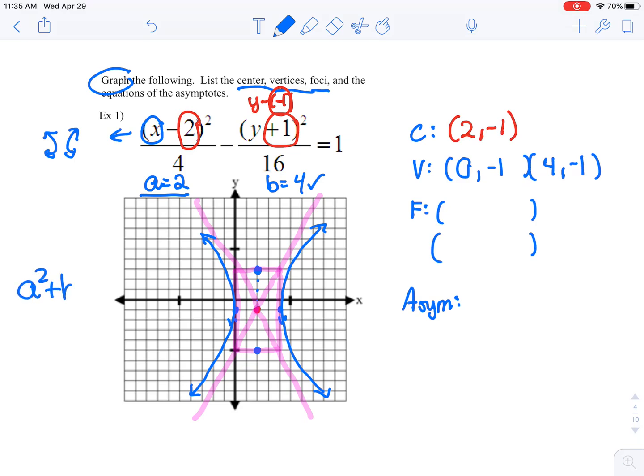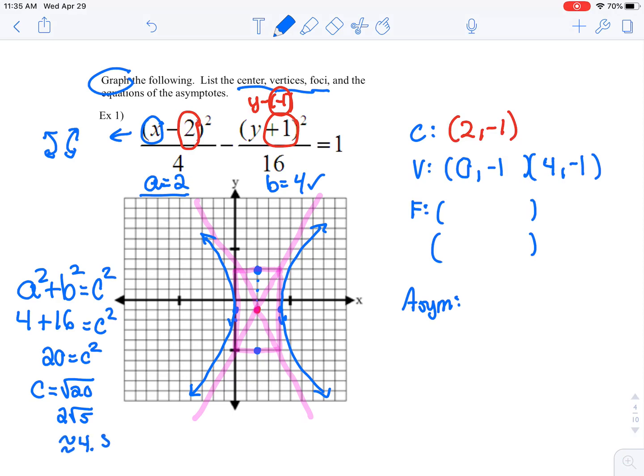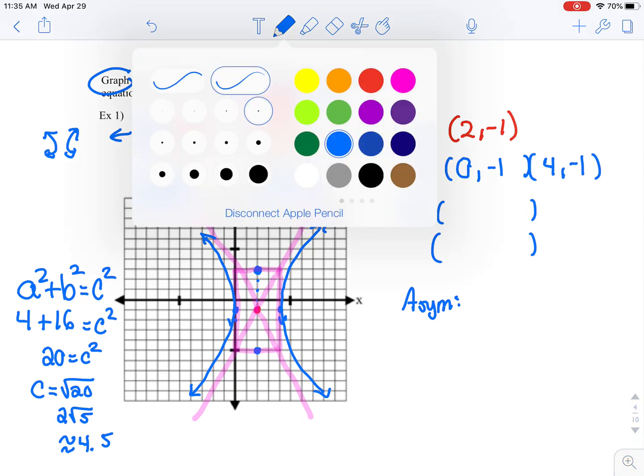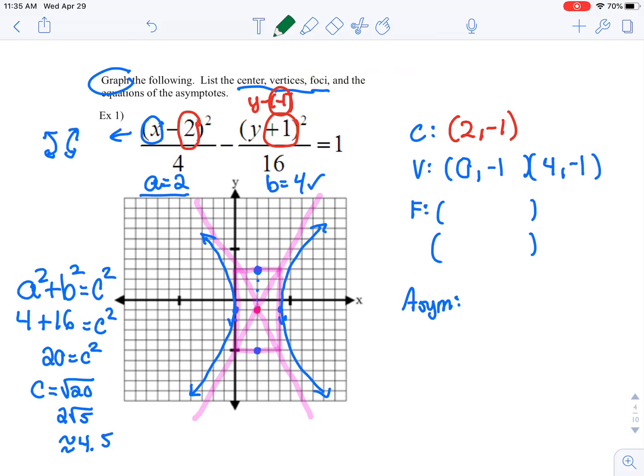Now, for the focal points, we're going to need the c value. So remember that a squared plus b squared equals c squared. A squared is 4, b squared is 16, which means that c squared is 20, and c is the square root of 20. Simplified, that is 2 square root 5, and as a decimal, that's approximately 4.5. So when I plot my focal points, I'm going to switch colors for these. I'm going to go to the right 1, 2, 3, 4.5 places, and to the left 1, 2, 3, 4.5 places. So here's my focal points.